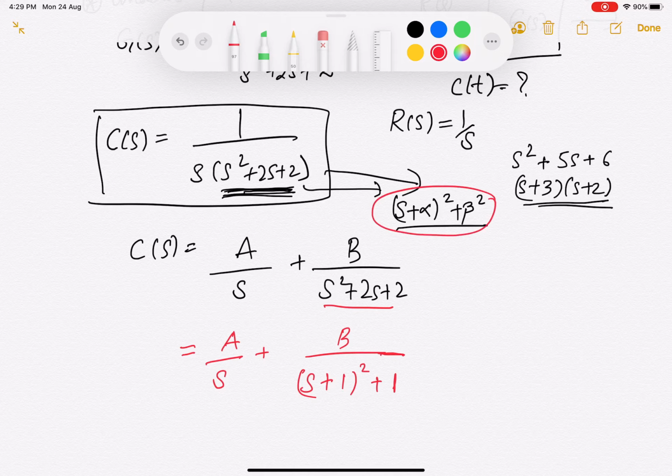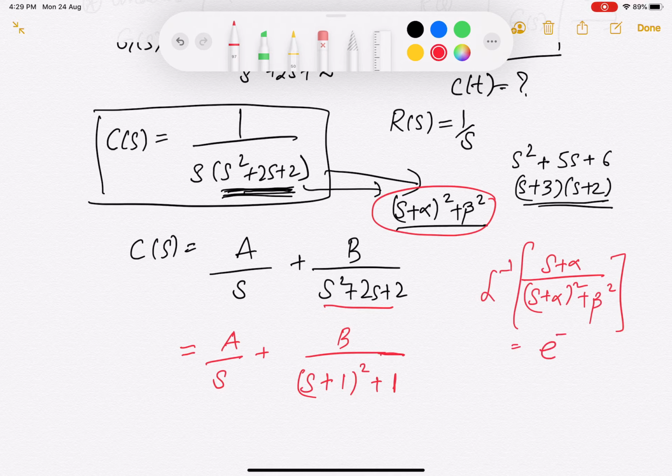So when we write it in this form, we'll get an expression of the form (s plus alpha) whole square plus beta square in the denominator, and we already know that the Laplace inverse of (s plus alpha) over (s plus alpha) whole square plus beta square, if you want to do the Laplace inverse of a term like this, you get e to the power minus alpha t cos beta t. And if instead of s plus alpha in the numerator you have beta in the numerator, then you will get the Laplace inverse as e to the power minus alpha t sine beta t. So this is already known, so that is why we write it like this.